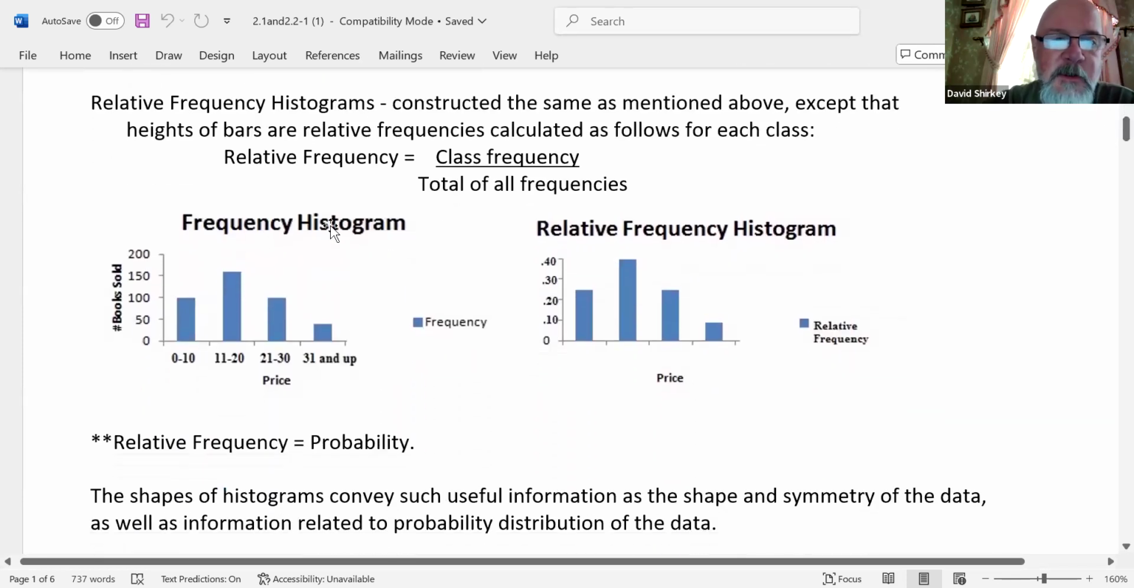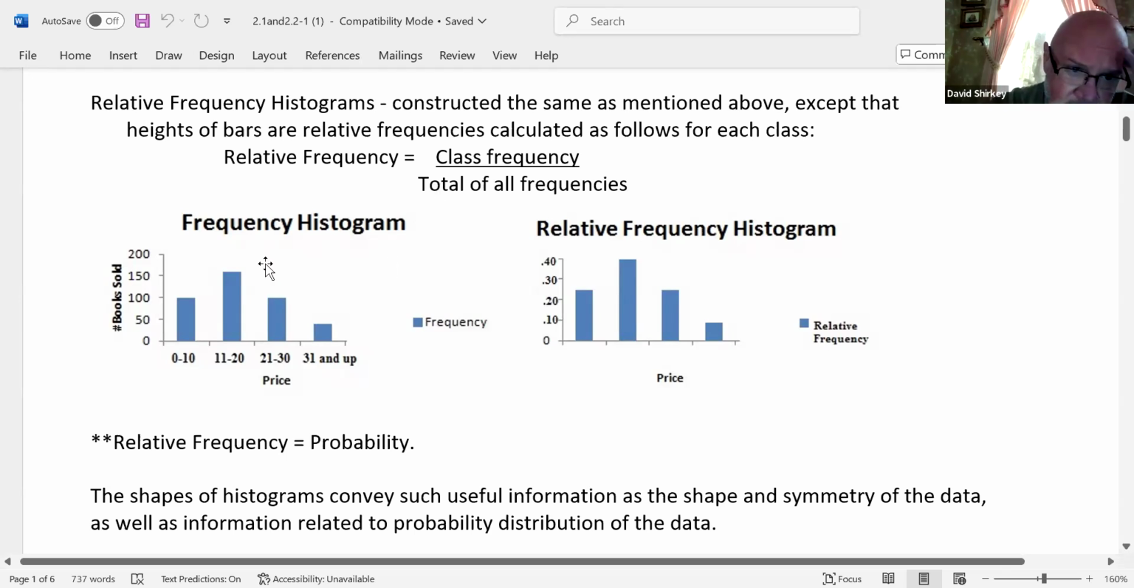So we have frequency histograms, which you see here on the left. And then on the right, we have what's called a relative frequency histogram. Relative frequency histograms are constructed the same way as above, except the heights of the bars are relative frequencies, not the actual frequencies. The relative frequency is the class frequency divided by the total of all of the frequencies. Again, look through your textbook for further information about that.